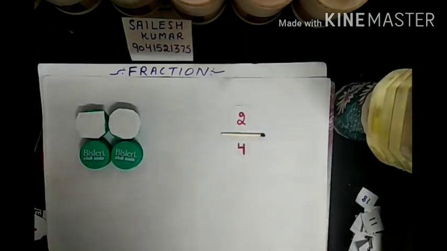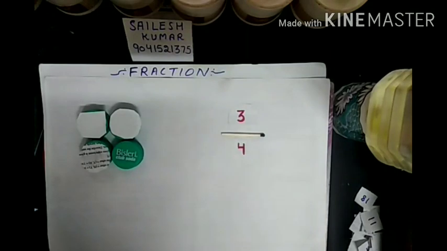Here in this situation we have covered 2 parts. Therefore in this position my fraction will be 2/4. Okay. Now if I cover 3 parts, then my fraction will be 3/4. In this way we can go towards fraction with this type of activity.